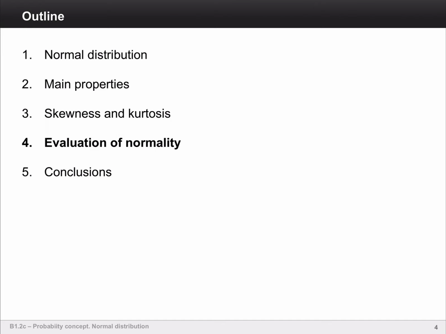One of the most important questions when you use theoretical distributions is to assess whether your values really follow a certain theoretical distribution. So let's talk about this. Let's talk about how to evaluate if your values follow normal distribution.